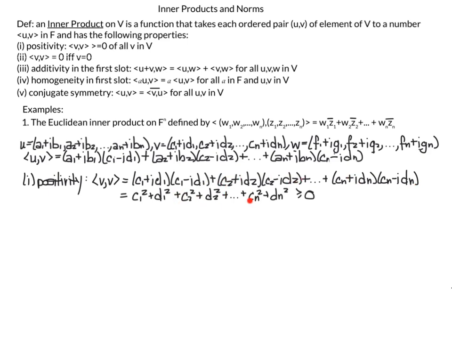And my final term, I'll get cn squared plus dn squared. And now because I have a sum of squares, this necessarily has to be greater than or equal to 0.